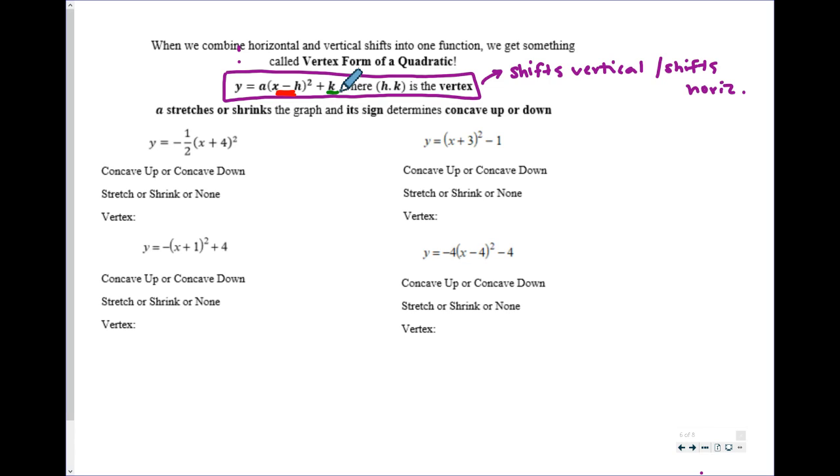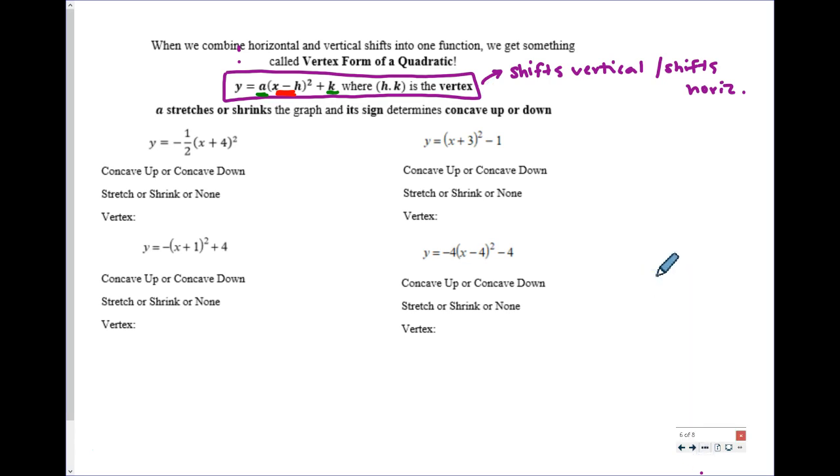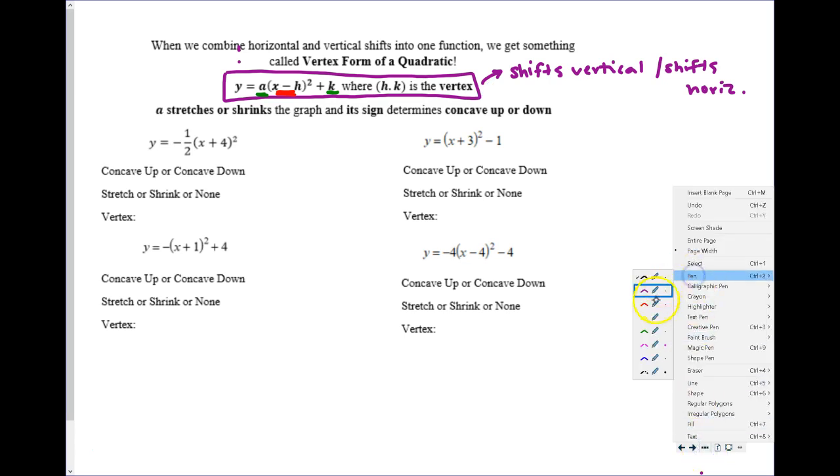So let's take a look at some of these examples. Remember, A still stretches or shrinks, just like in the last learning target. I've got my A right there in front. And then the sign of A still determines concave up or down. So that hasn't changed since the last learning target. A still means that. So when I look at this first problem, I'm going to look at my A first.